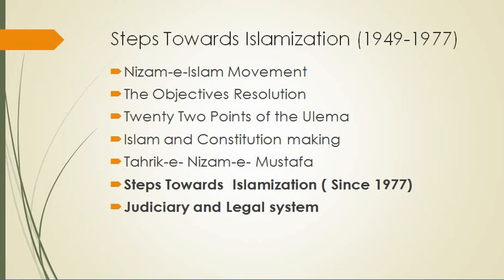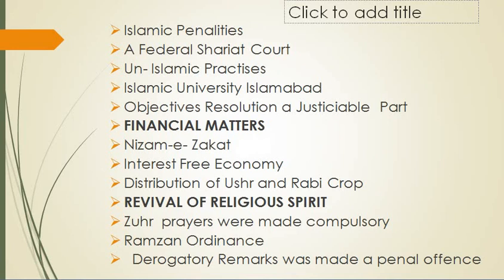Steps towards Islamization since 1977: the judiciary and the legal system. In the legal and judiciary system, when any case is brought in the court, the Islamic laws should be followed, and Islamic penalties should be imposed on crimes like drinking, gambling, adultery, and false allegation of adultery.